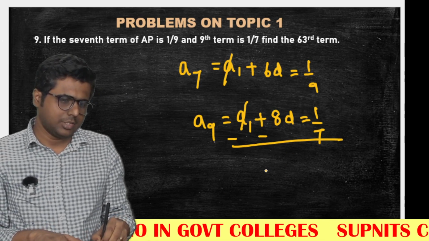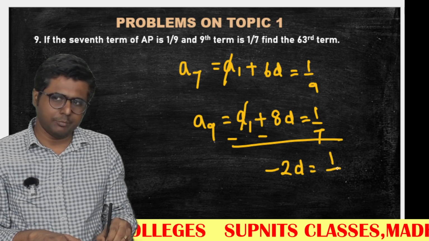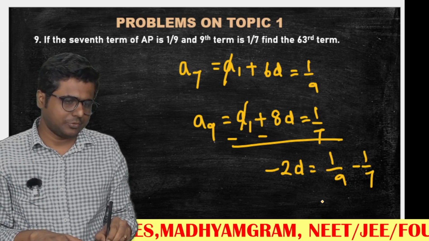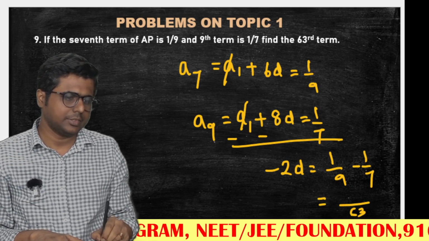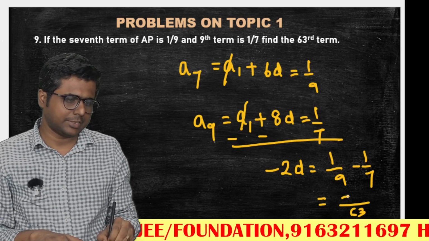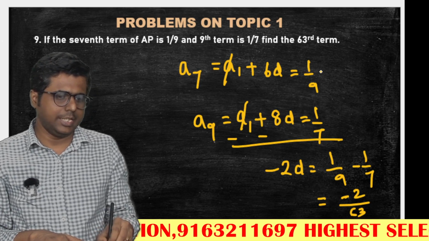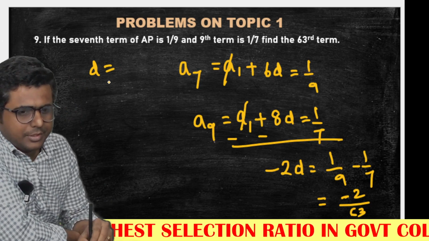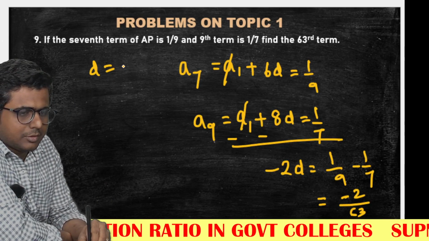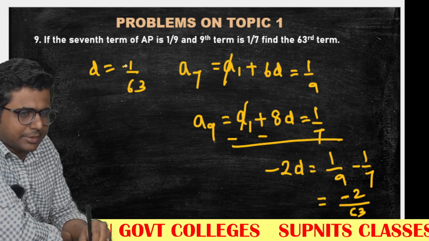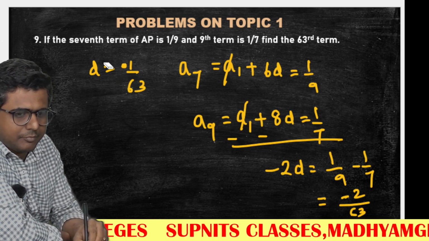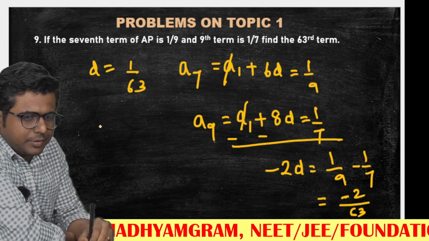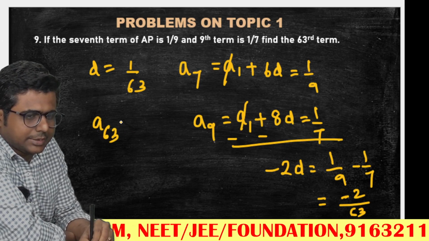A1 cancels out. Minus 2D is equal to 1 by 9 minus 1 by 7. Okay, so this will be 63. This will be 63. 7 minus 9 is minus 2. So D is coming out to be 1 by 63, not minus, no minus is there. Now to find out the 63rd term, what is the 63rd term?